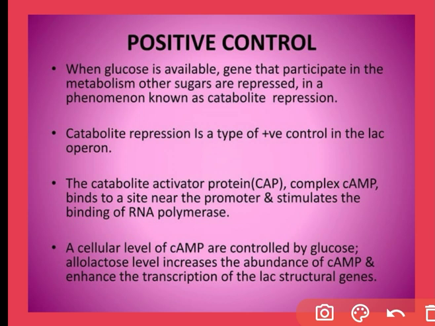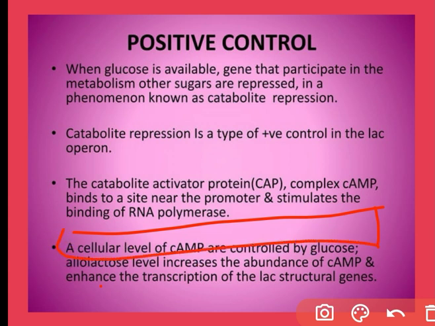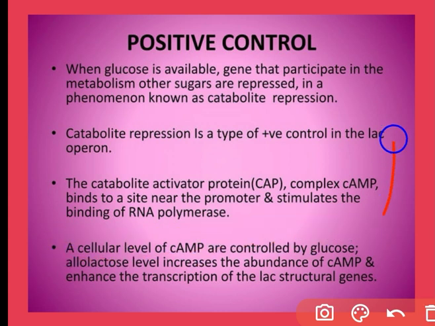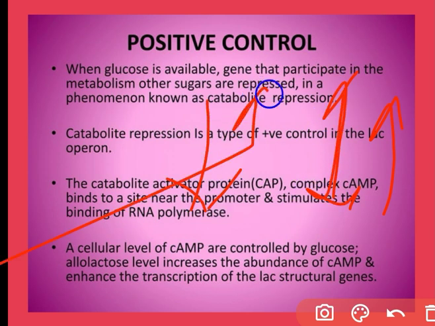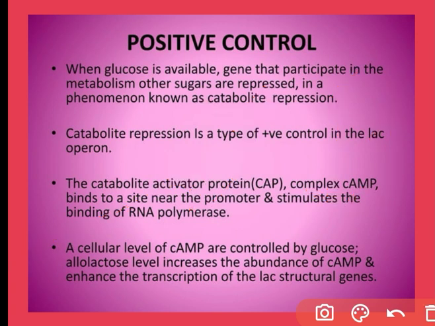The cellular level of cyclic AMP is controlled by glucose because there is an inverse relationship between glucose and cyclic AMP. Glucose is high, cyclic AMP would be low. Glucose is low, cyclic AMP would be high. When glucose is depleted or scarce, then there is a high level of cyclic AMP and the formation of the cyclic AMP CAP complex would be high. It will bind to the CAP binding site and allow RNA polymerase to sit on the promoter region and start transcription of the structural genes.